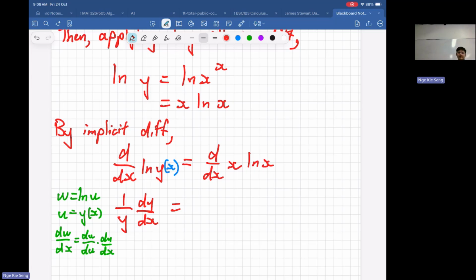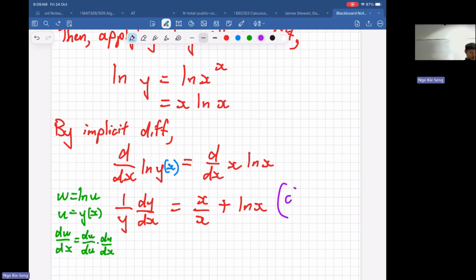Okay. How about the next part? So the next part is a product of functions, right? x times ln x. So you should use the product rule. If you use the product rule, in one term you get x over x, and the other one you get x.